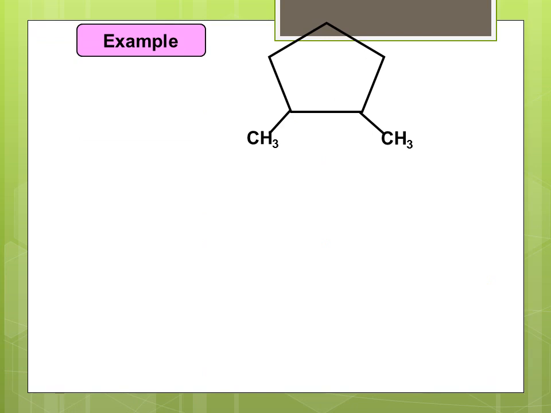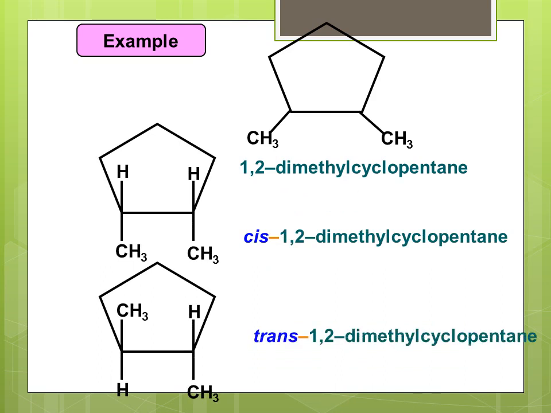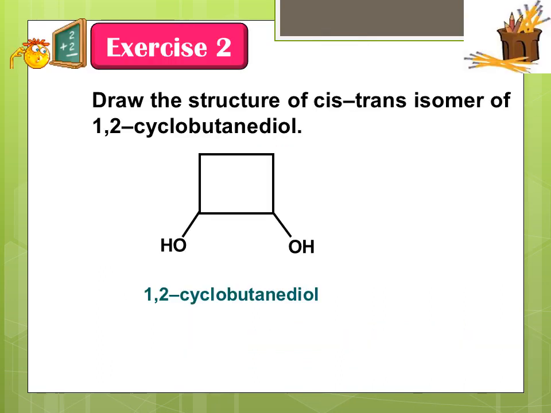Rotation of the carbon-carbon bond is prevented not only by the presence of a double bond but also by the presence of a ring structure. An example of a cyclic compound which shows cis-trans isomerism is 1,2-dimethylcyclopentane. Exercise 2. Draw the structure of cis-trans isomers of 1,2-cyclobutanediol.